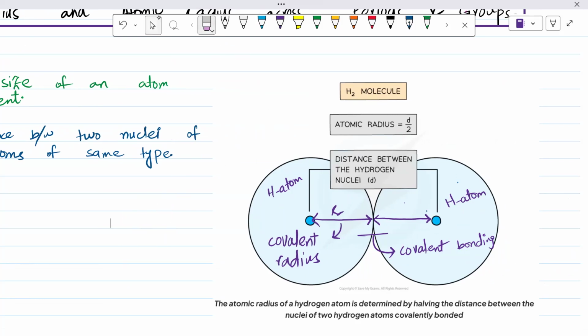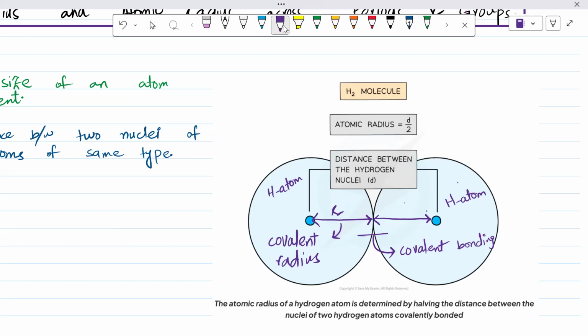So to determine the radius, you need to check the molecule, and usually the hydrogen molecule is present. You don't have hydrogen freely available. The hydrogen atom is not freely available. It is bonded with some other atom. So the hydrogen atom is bonded with a hydrogen atom. When it is bonded with a hydrogen atom, it will form a hydrogen molecule. So usually it is present in the molecular form, in the form of the hydrogen molecule. So from here we can determine the atomic radii. Clear?